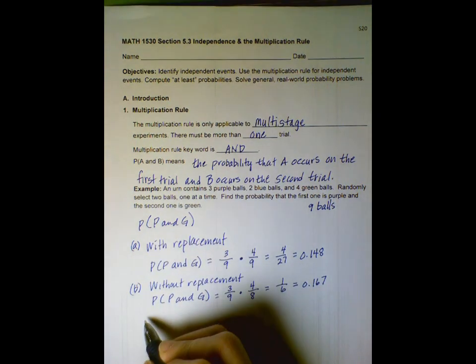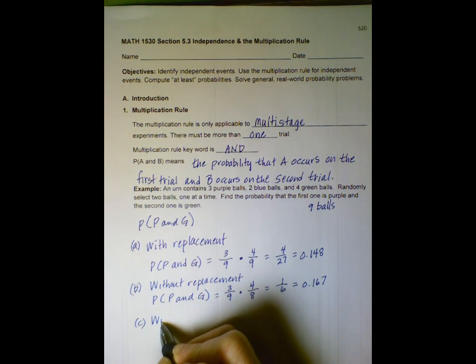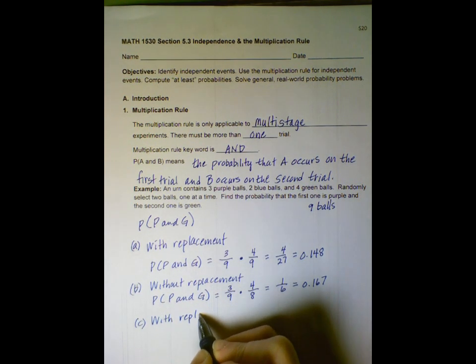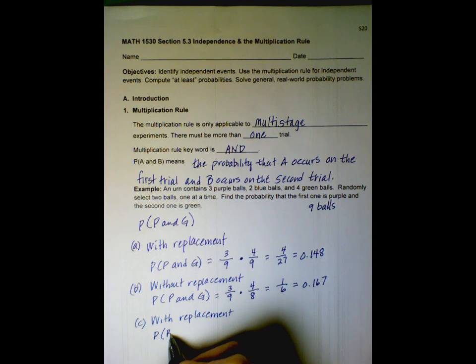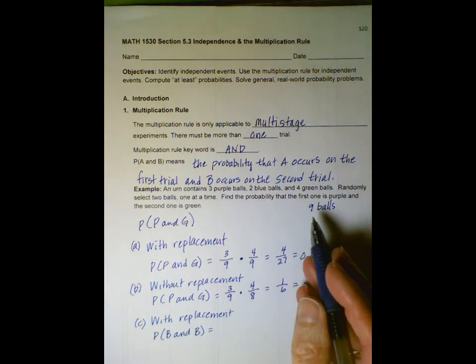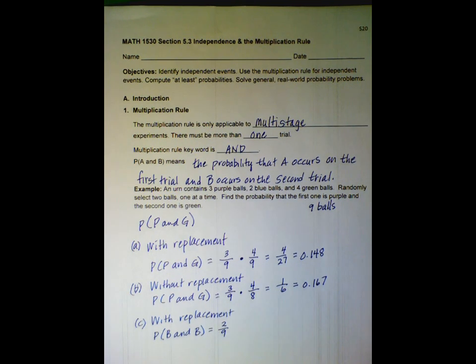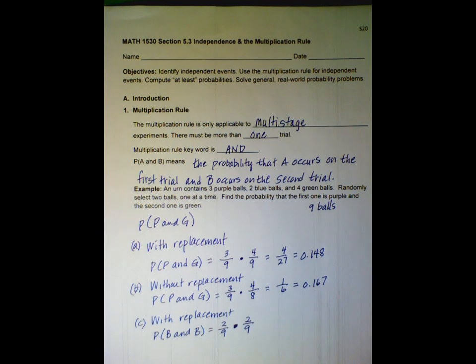Well, those were 2 different colors. Let's just for interest's sake do another with replacement procedure. But this time, let's find the probability that the first ball is blue and the second ball is blue. Okay, with replacement, well, the first ball, how many blues did we have? 2 out of 9, but we put the first one back, so we still have 2 out of 9, which is 4 over 81 or 0.049.